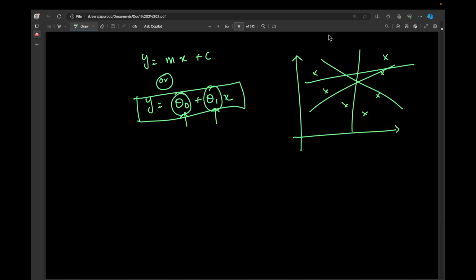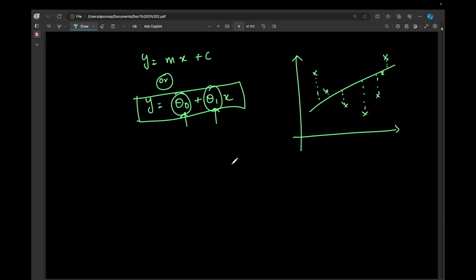Let's say we are trying to draw this particular line. So this is the line that we are trying to draw. The amount of loss that is made on all these points is very huge, right? So that's why the score will be very less. Okay, so that is the problem with this.